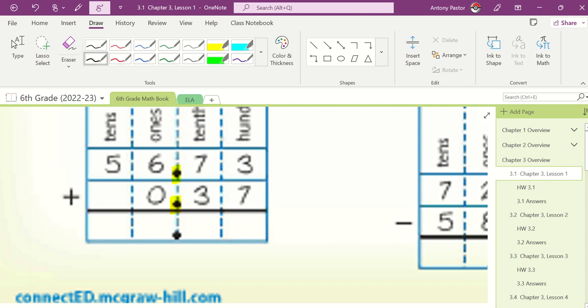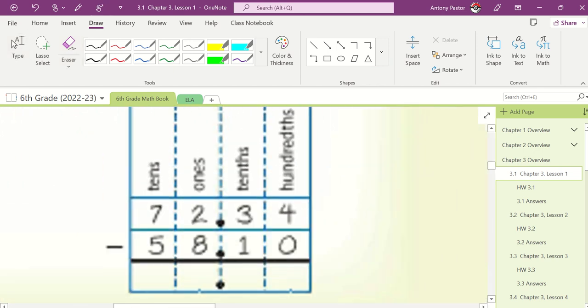What I would do here is do 3 plus 7, which would be 10, carry the 1. 7 plus 3 would be 10 again, plus the 1 would make 11, so I'd carry the 1. 1 and 6 and 0 would make 7, and the 5 plus nothing would make 5. Therefore, I would have 57.10. And then remember, with decimals, the 0 would fade away at the end, so it would be 57.1.